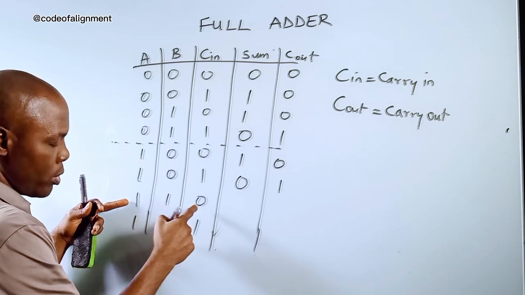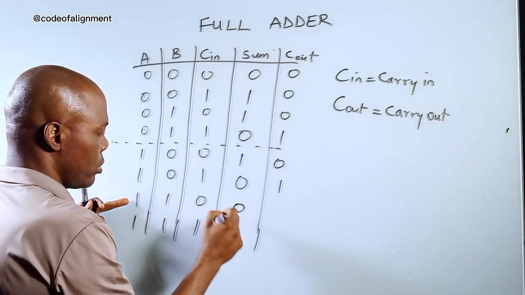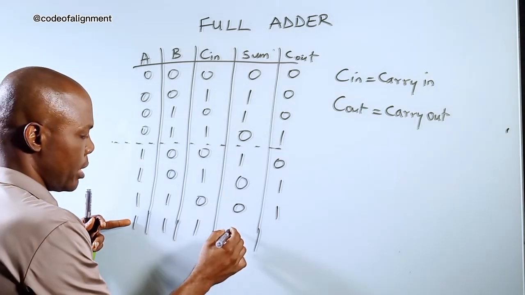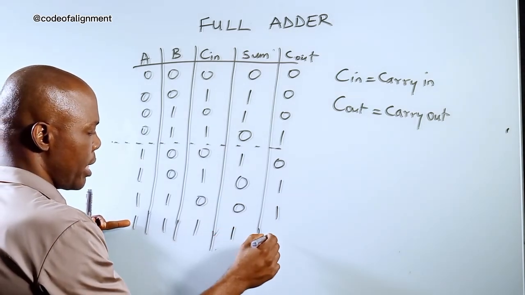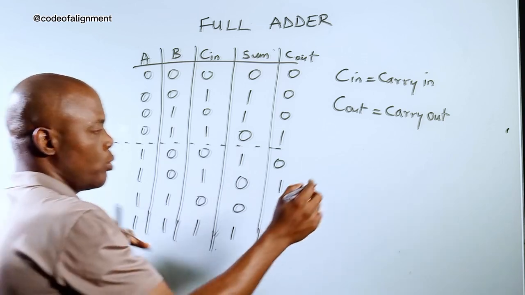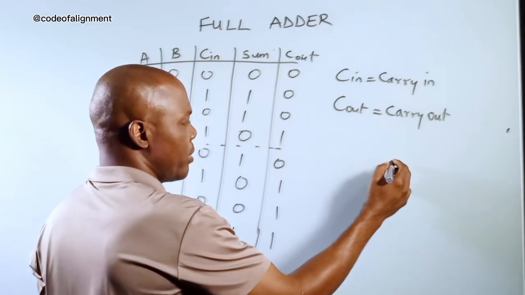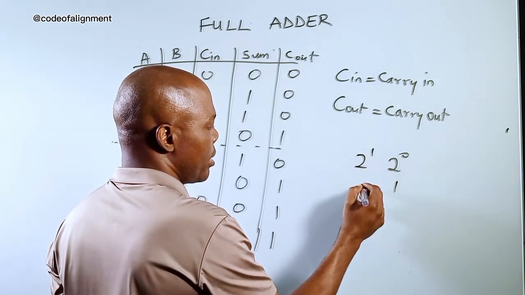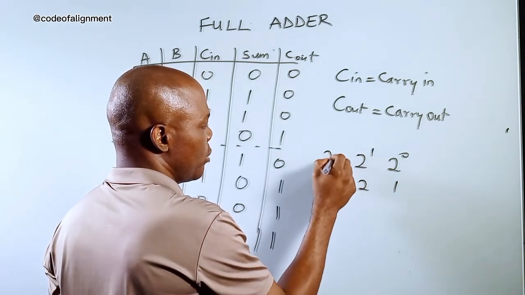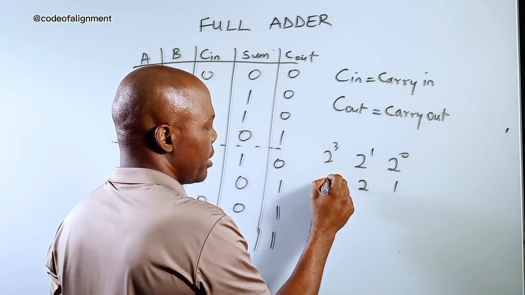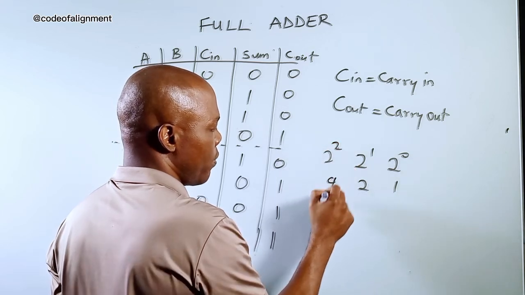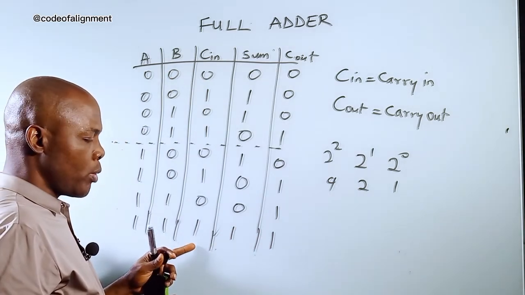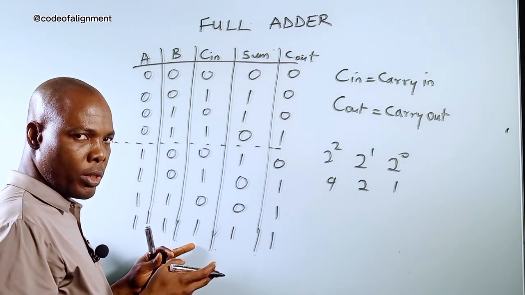1 plus 1 plus 0 will give me 2. So output is 1. 1 plus 1 plus 1, that is 3. So that will be 1 here and 1 here, which is the same thing with what I did. When I say 2 raised power 0 will give me 1. 2 raised power 1 will give me 2. 2 raised power 2 will give me 4. So I'm already saying that 1 plus 1 plus 1 equals 3.